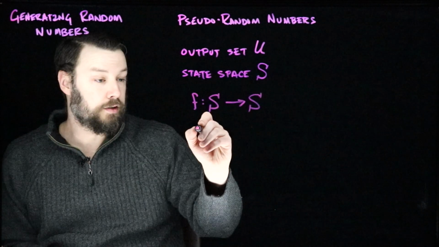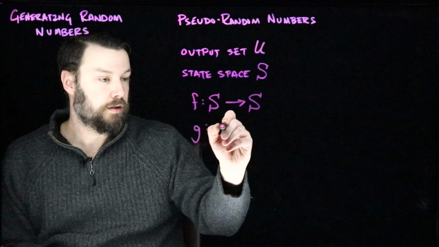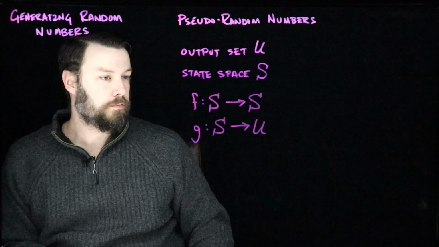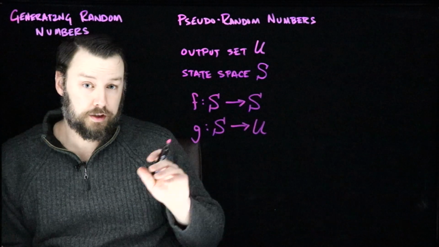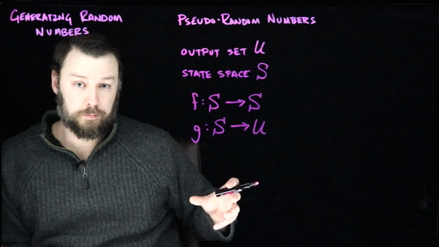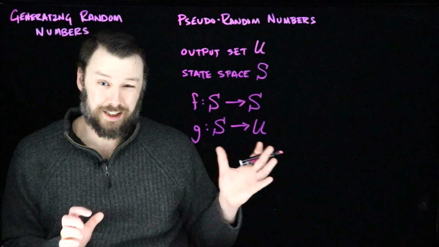And then to define another function, let's call it g, that takes a point in S, so takes a state, and maps that to the output. So the idea being that f is going to evolve the state forward, and then g is going to take that state and produce an integer that hopefully is kind of statistically uniform.